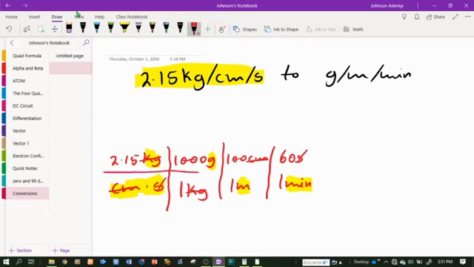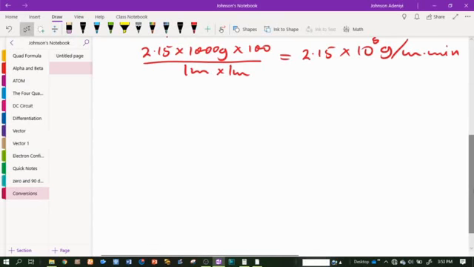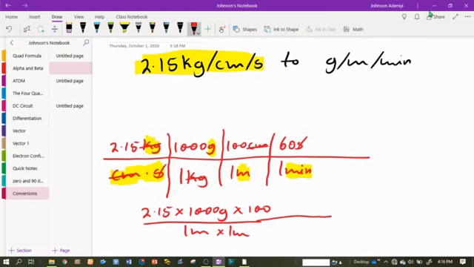Let me draw the line again. So what you simply need to do here is, you have 215. That's one more example. There is 60 missing here. That's times 60. So let's press our calculator. So by pressing the calculator, this will be 2.15 times 1000 times 1000 times 100 times 60.